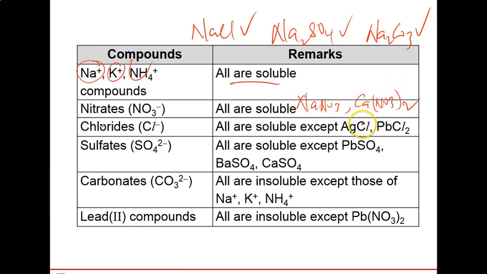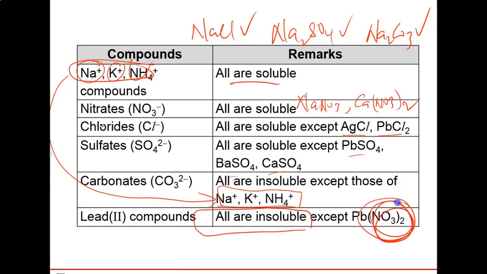Chlorides are all soluble except these two, silver chloride and lead(II) chloride. So this is actually a white precipitate. This is also a white precipitate. Sulfates are all soluble except these 3. Carbonates all except this. So if you notice, this is actually the same as this. Because so long as you have Na+, K+, ammonium present, you will be soluble. And lead(II) compounds all are insoluble except lead(II) nitrate. Because nitrate here, again it is from here. If you have a nitrate present, you will be soluble.